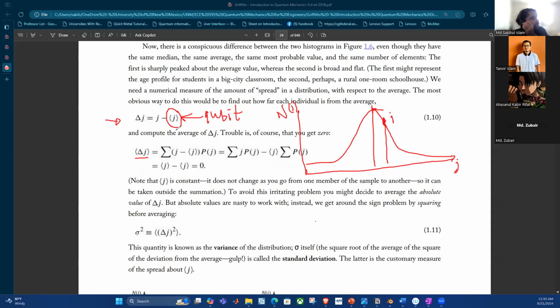So, that is trying to say that you have a value, you are randomly choosing a value, that value is j, and how far it is from the average. That means, let's say this is your average on a normal distribution. You are choosing a value j, and how far is it? That is your delta j actually. So no, this is not a qubit state actually.